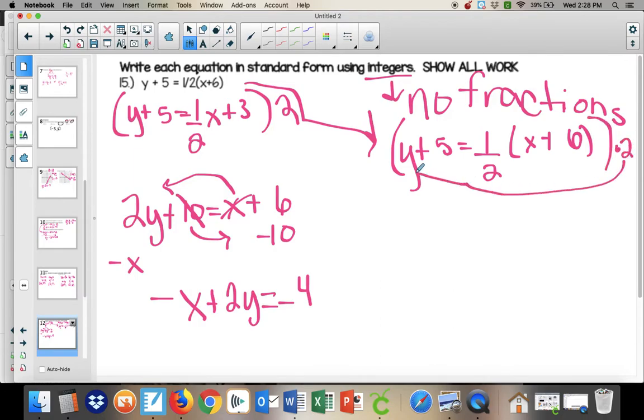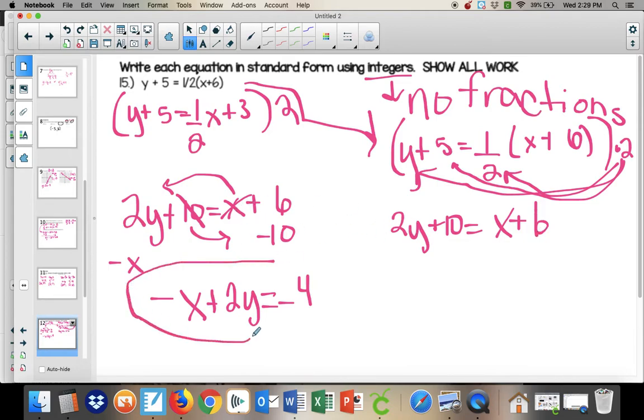And I multiply that too. Then the 2 goes to the y, and I get 2y. The 2 goes to the 5, and I get 10. And the 2 goes only to the outside half. Well, half of 2 is 1, so I'm left with x plus 6. And look, this is the same, so we still get our negative x plus 2y is negative 4.